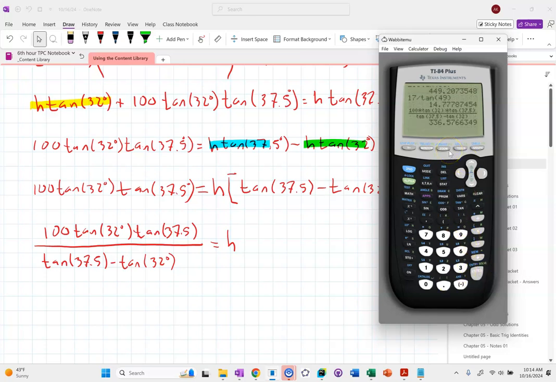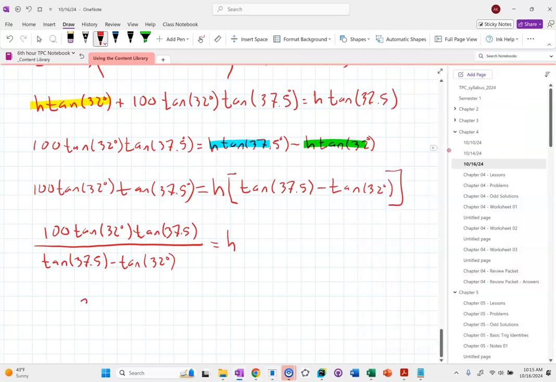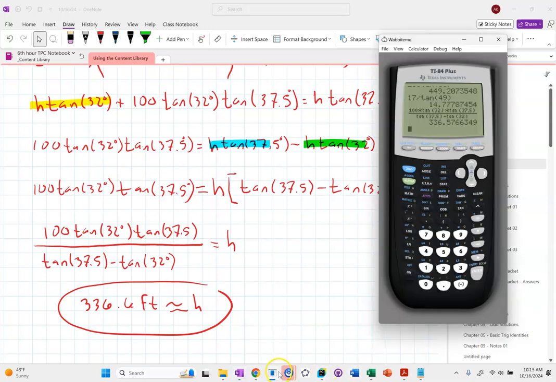If I do that, I get 336.6. And notice that when solving my system, did I find x? No. Do I care? No.